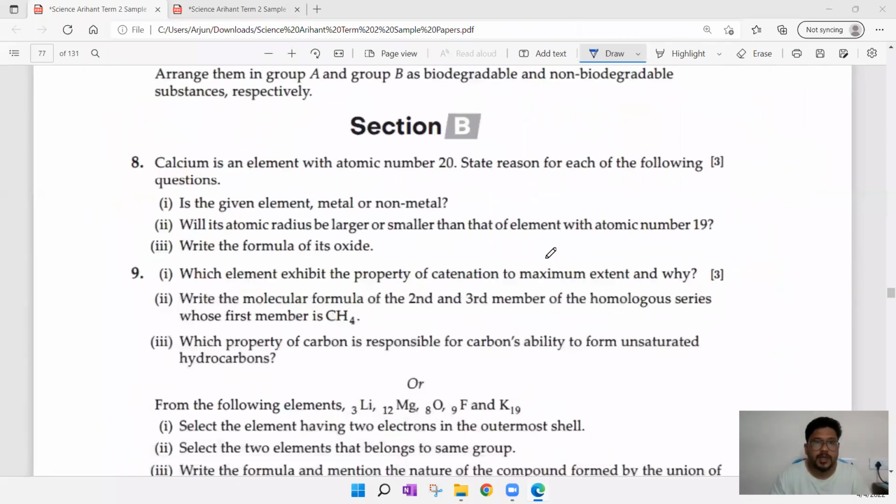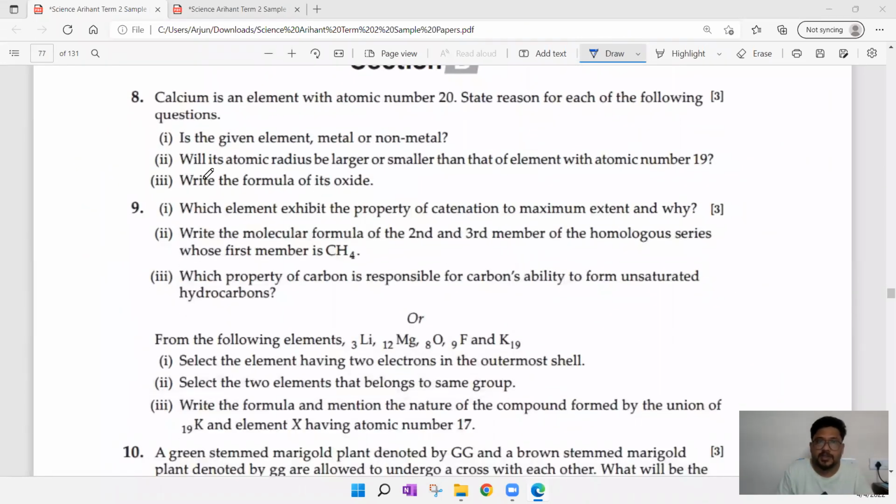Okay, next, 8th question. It is a 3 marks question. 3 questions are there, and each question carries 1 mark. Calcium is an element with atomic number 20. State the reason for each of the following questions. Number 1: Is the given element metal or non-metal?